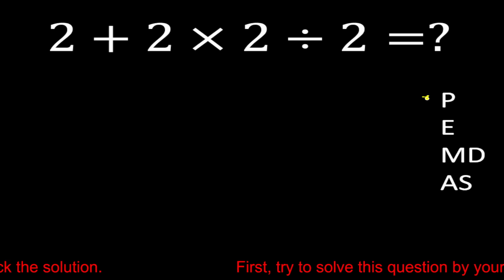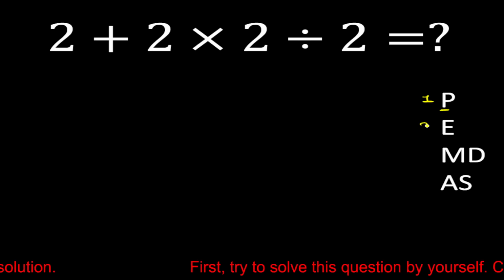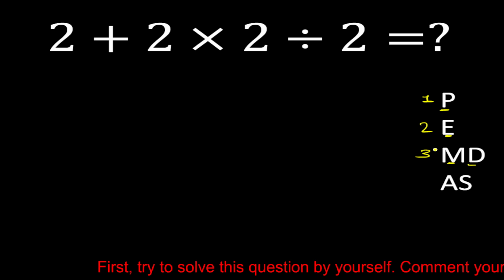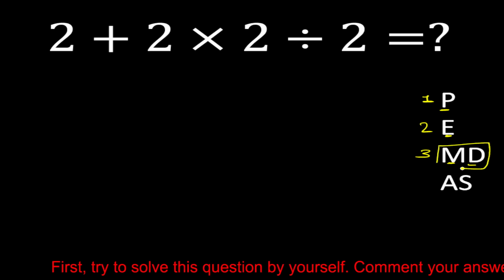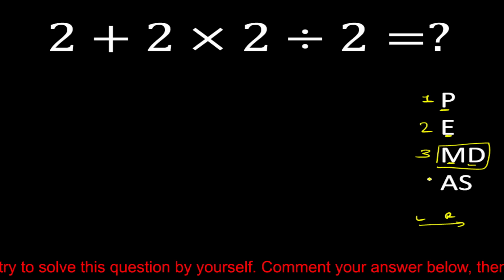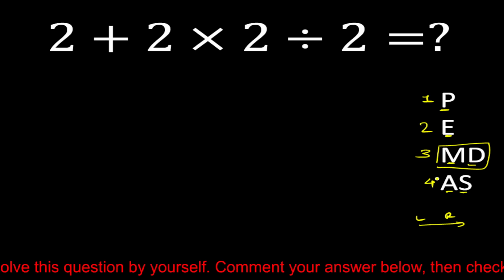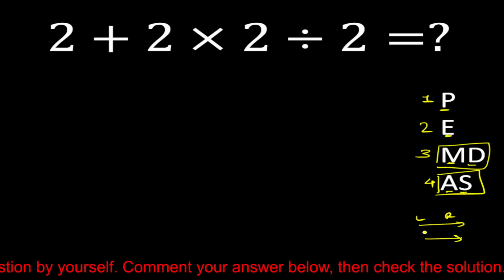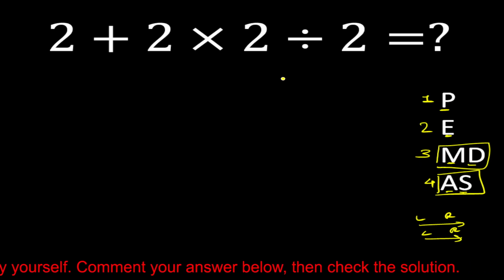PEMDAS. First priority is parentheses. Second priority is exponents. Third priority is multiplication and division. Multiplication and division both have equal priority, so we have to solve it from left to right. Fourth and last priority is addition and subtraction. Also addition and subtraction both have equal priority, so we have to solve it from left to right.